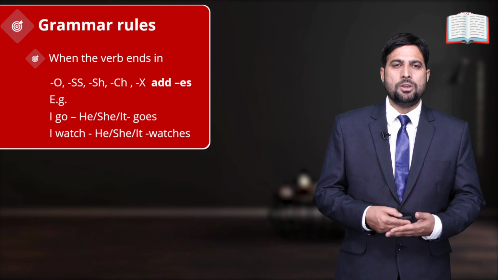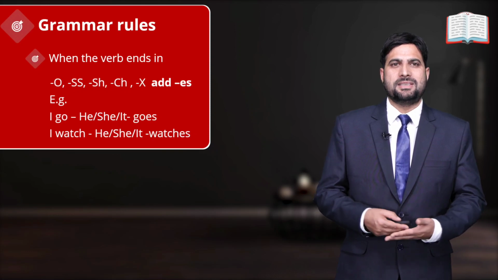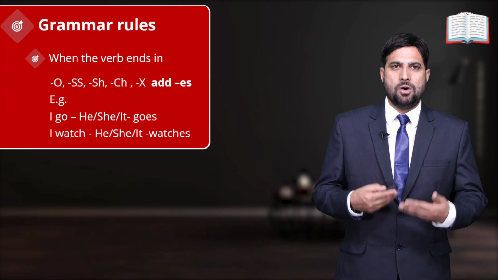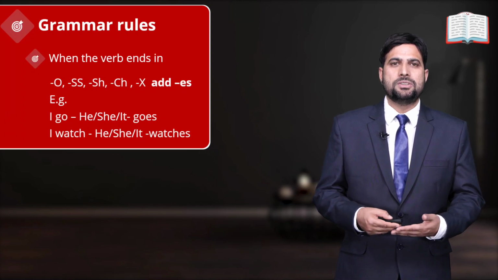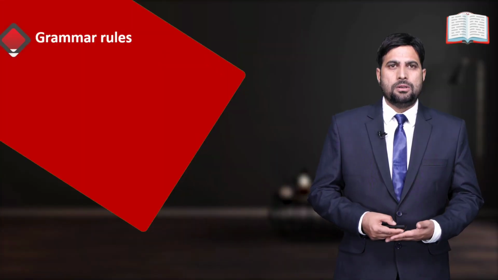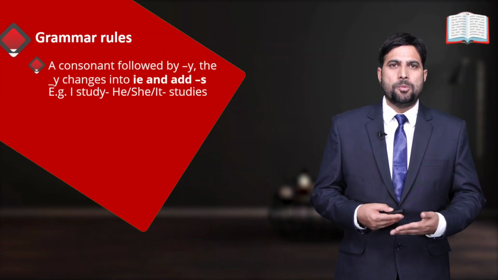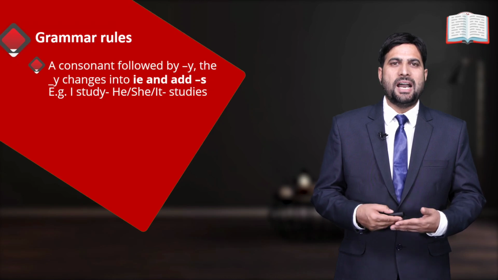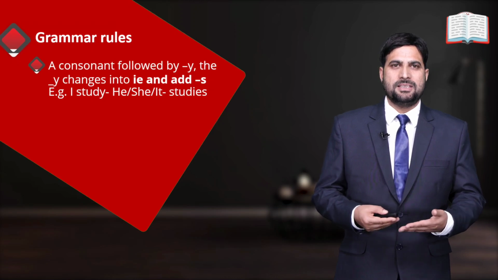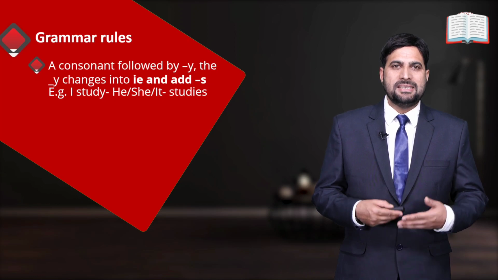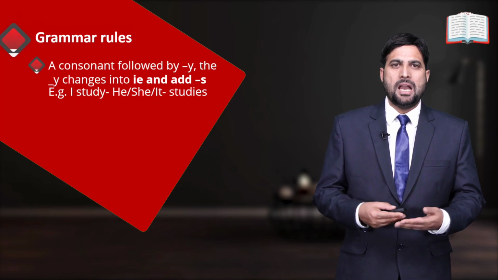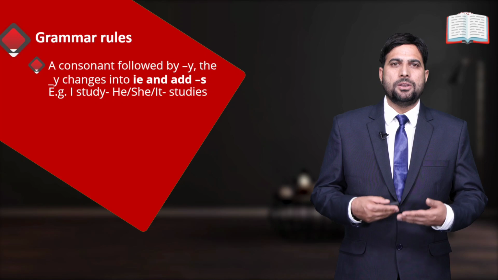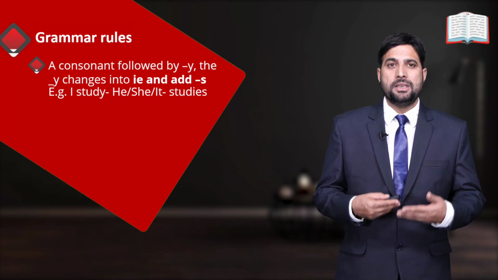It will also help you to get rid of the spelling mistakes, because wherever you find O, double S, SH, CH, X, and when there is third person singular in the present simple, you have to use ES. Now, the third rule is a consonant followed by Y: the Y changes into IE and you add S. For example, I study, he studies, she studies, it studies. So in place of Y, IE is used, and S is used when there is third person singular: he, she, it.